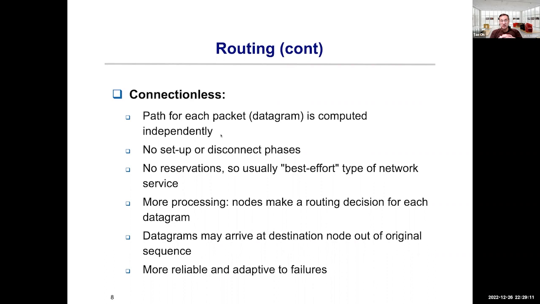This matters when the traffic requires bandwidth efficiency, or enough bandwidth for video and audio. You need to have some allocation reserved. Connectionless can be very challenging for providing good quality of service. It needs more processing, since nodes make a routing decision whenever they receive a packet, deciding which node to send it to next.